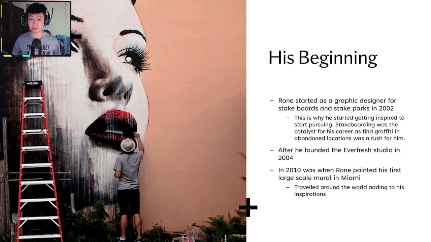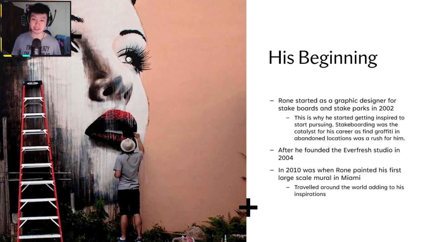So let's talk about his beginning. In 2012, he started as a graphic designer for skateboards and skate parks. Around this time, this is when he was getting inspired, because he would start pursuing abandoned locations looking for graffiti art, and because of that, it's sort of the catalyst. When he saw them, he would be inspired to look for a perfect spot to do his own graffiti and artwork.